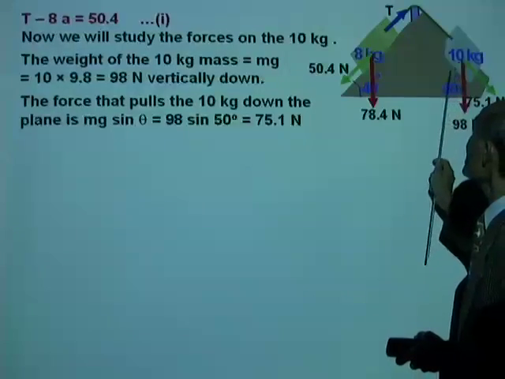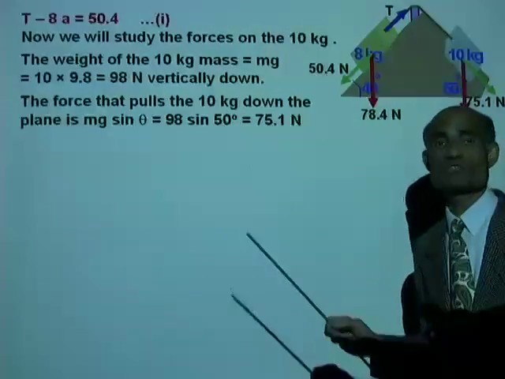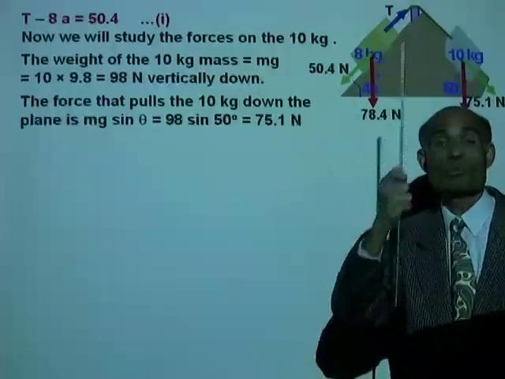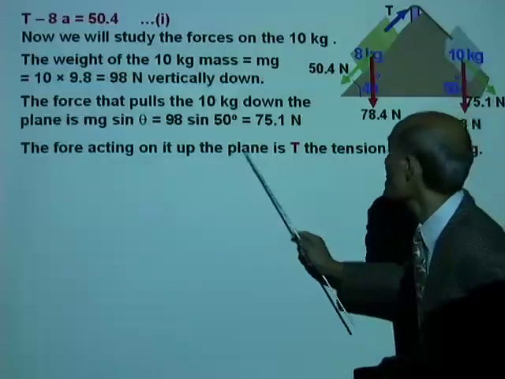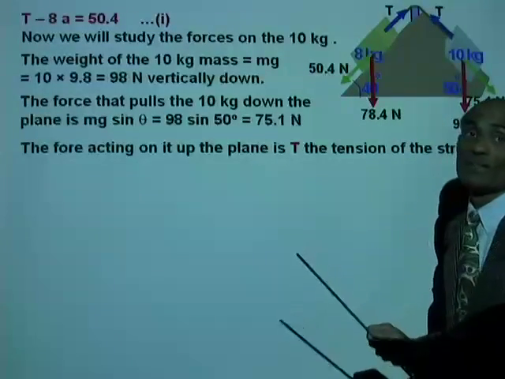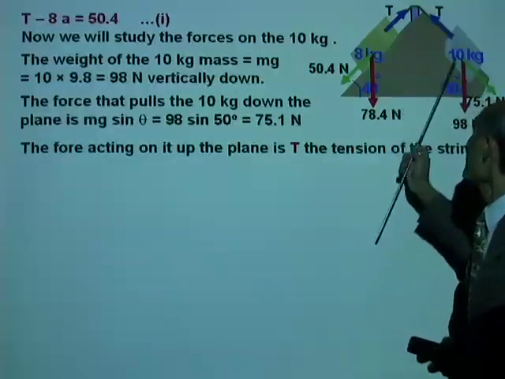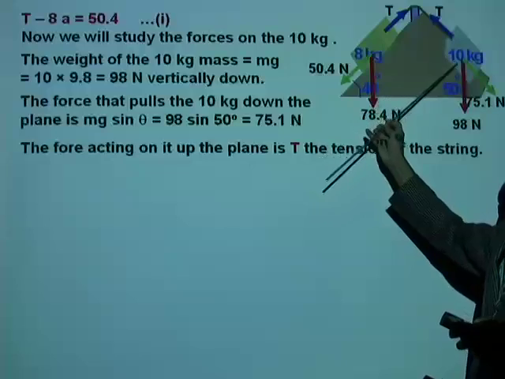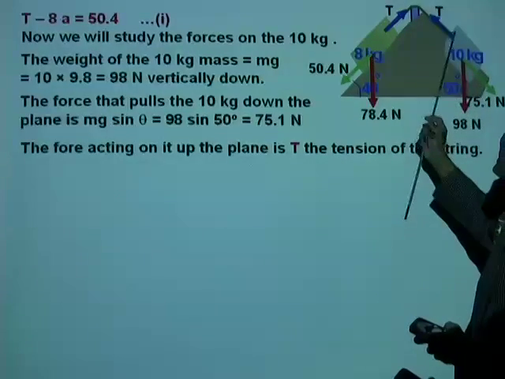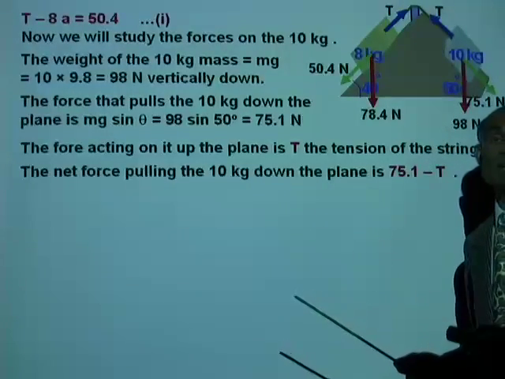Now, do we need to consider the forces at right angles? We don't, because they cancel each other. Now, what is the force acting on the 10 kilogram up the rope? The tension T is acting up the plane. There you are. Therefore, what is the net force on the 10 kilogram? Because the 10 kilogram is moving down the plane, the net force is 75.1 minus T. That is the net force on the 10 kilogram.